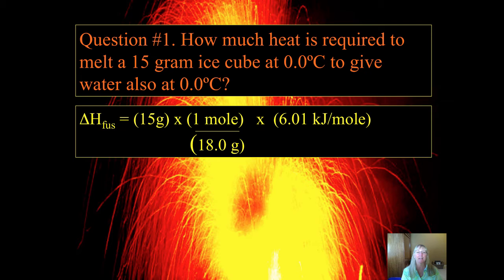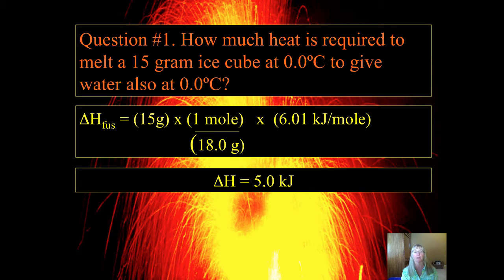By the way, notice that it has an ice cube at 0 degrees to give water at 0 degrees. They're making sure they limit you to just how much heat it would need to melt that amount of ice, not how much heat would be needed to begin to warm up the ice water that would form. So here's your answer, 5.0 kilojoules.